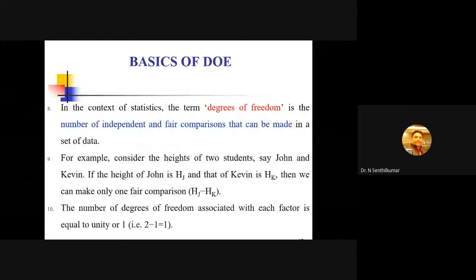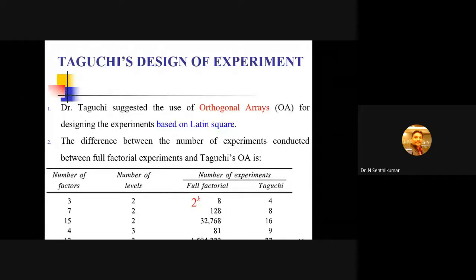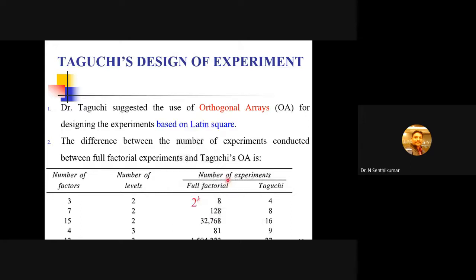This is all we have seen earlier. This is what we are speaking about. So yesterday we have seen 2 power k design, that is full factorial with 2 levels. So up to this, up to 15.